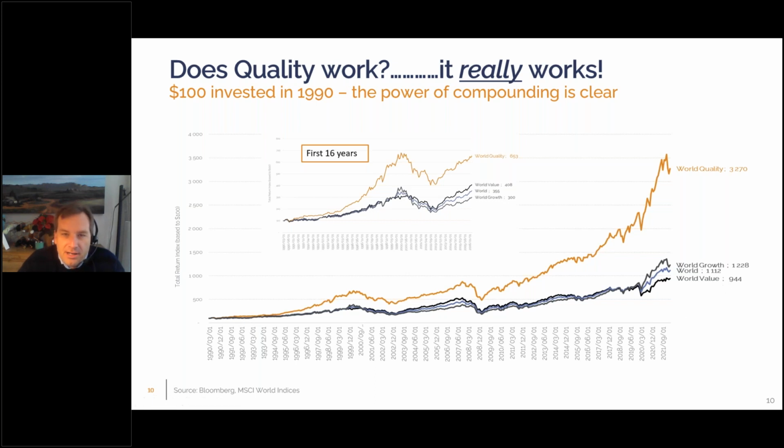At first I thought, okay, wait a minute, maybe it's just front end loaded. So I cut it in half, and I took the first 16 out of 32 years. And yes, quality did outperform the first 16 years, but it also outperformed the second 16 years. And we can see that the power of compounding, of continual outperformance over a long period, really just mushrooms. So I think this is really an astounding chart. Quality doesn't just work, it really works.